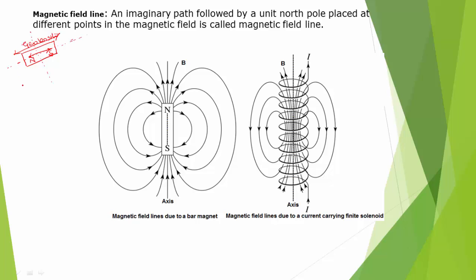And the region around the magnet is called magnetic field. It has two poles, one is north pole and another one is south pole. When the iron filings are sprinkled over the surface of this magnet, the iron filings arrange themselves in the order of concentric circles like this. These are the magnetic field lines. The region around the magnet is called magnetic field.